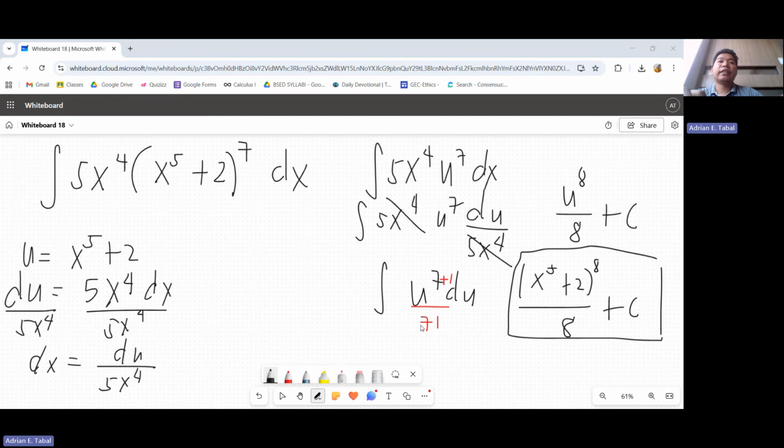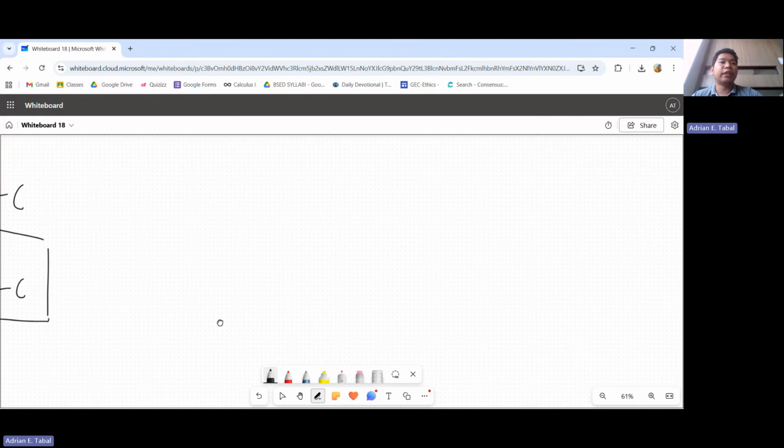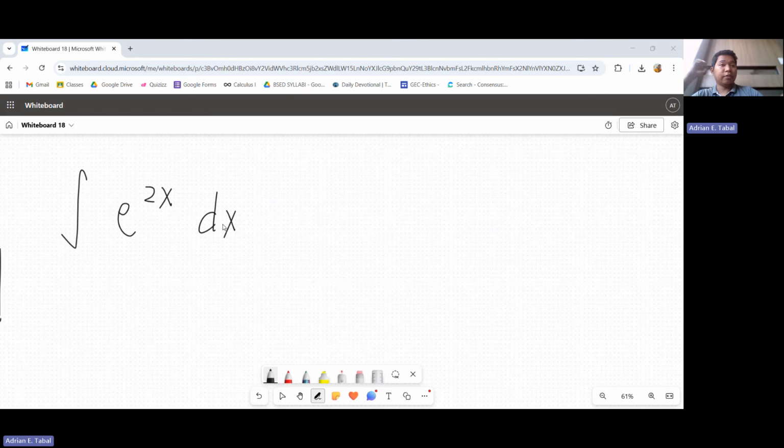Okay, let's have another example, one involving exponential equations. We have the integral of e raised to 2x dx. Which could be our possible value for u? Can we use e as our u, or 2x as our u?